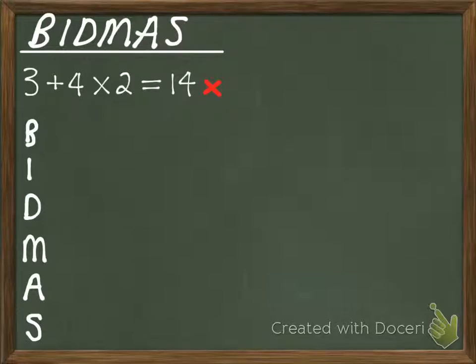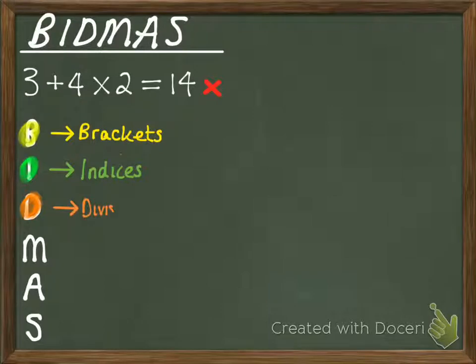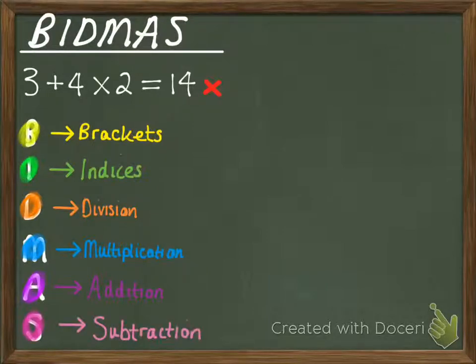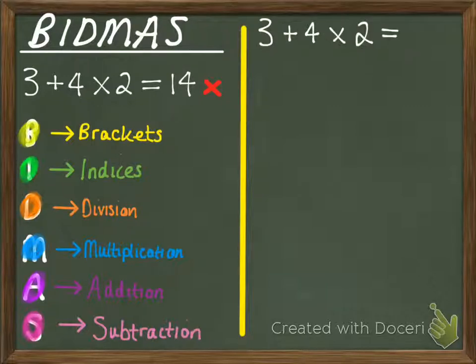In BIDMAS, each letter stands for a certain mathematical function, so I'm going to write it down on my board. The first one is brackets. I stands for indices, D for division, M multiplication, A and S, as you may have guessed, stand for addition and subtraction. So the top two are higher order skills, the last four hopefully all of you will be comfortable using. We're going to have a look at the initial example I gave you, 3 plus 4 times 2, but this time we're going to look at the order in which we should do the calculations. B is the first thing, that's the most important, working all the way down to S, subtraction being the last thing we do.